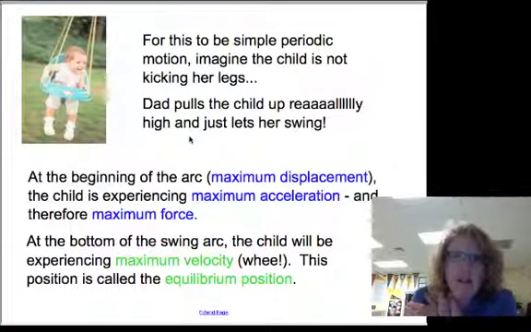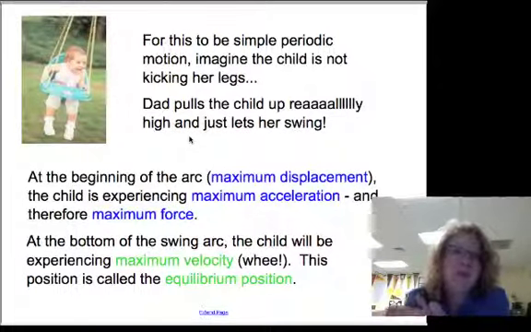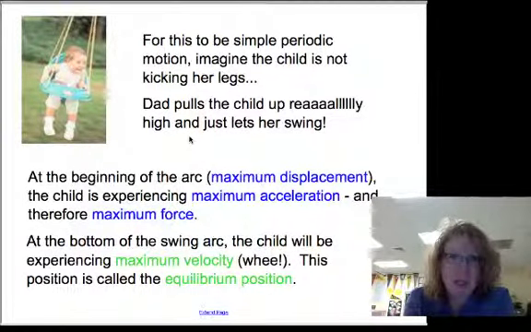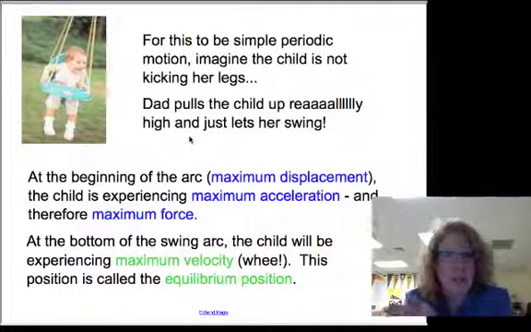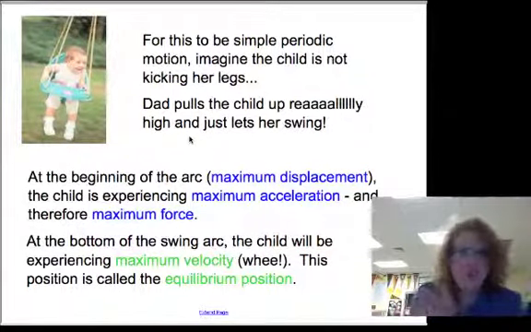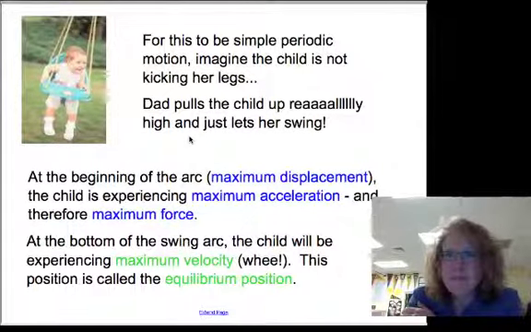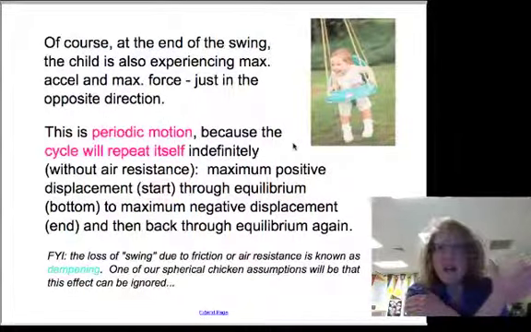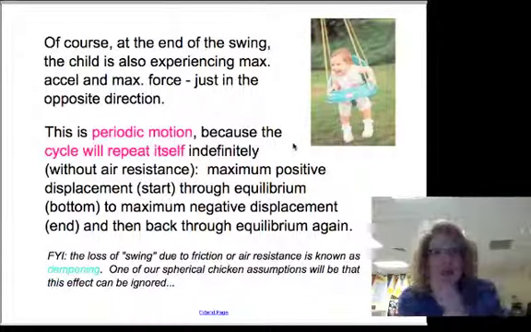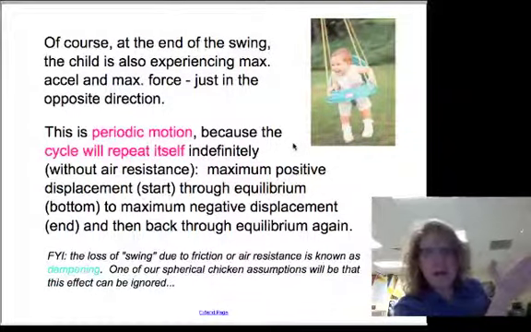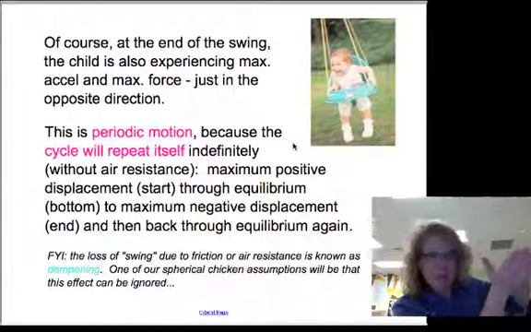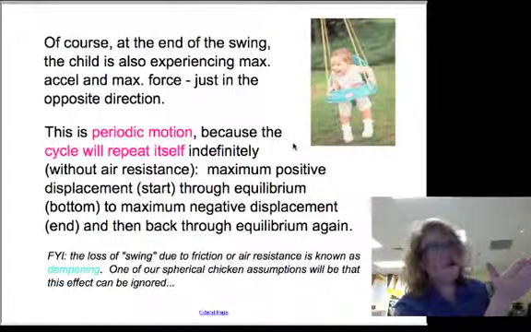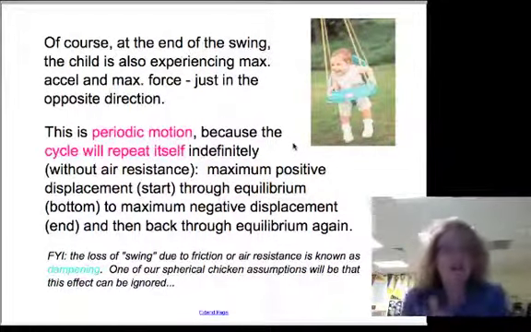That position at the bottom, when you're experiencing maximum velocity, is called the equilibrium position. And don't forget, at the equilibrium position, you're also experiencing zero acceleration. It's actually changing, or you're actually sort of decelerating, I guess, if you want to think of it that way. Now, as the child continues through the swing and goes up the other side, you're also experiencing, at the other end, maximum acceleration, now in the opposite direction, and maximum force as well, but now kind of backwards. So just in the opposite direction.